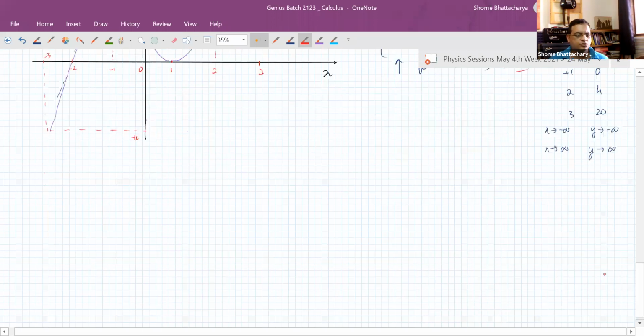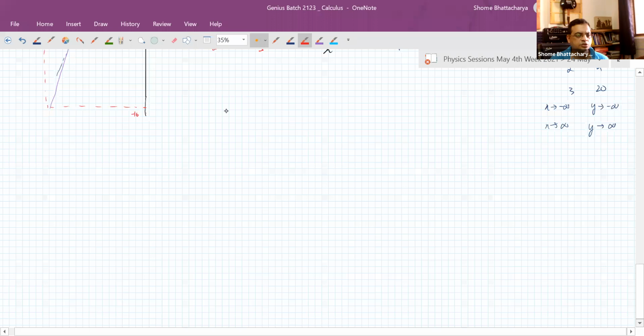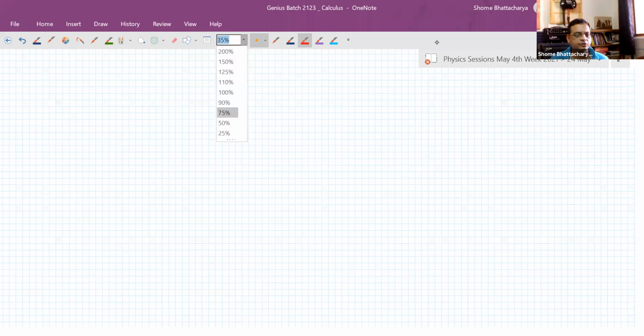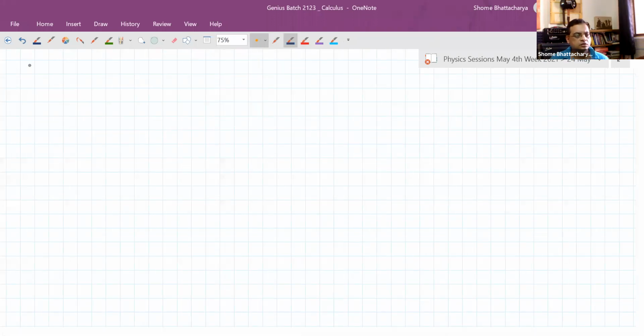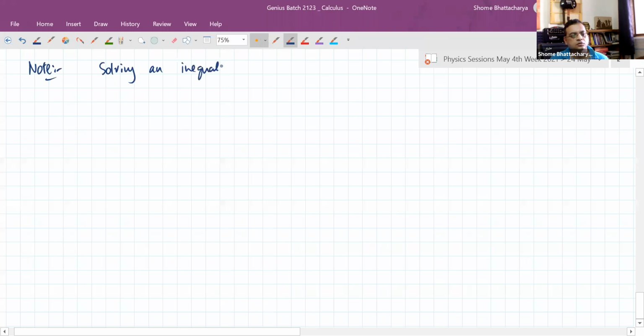Okay, now as I told you, I'll just give you a tip about how we can solve an inequality like that one easier. Solving an inequality of the type, let's say, (x minus a)(x minus b) is greater than 0 or less than 0.